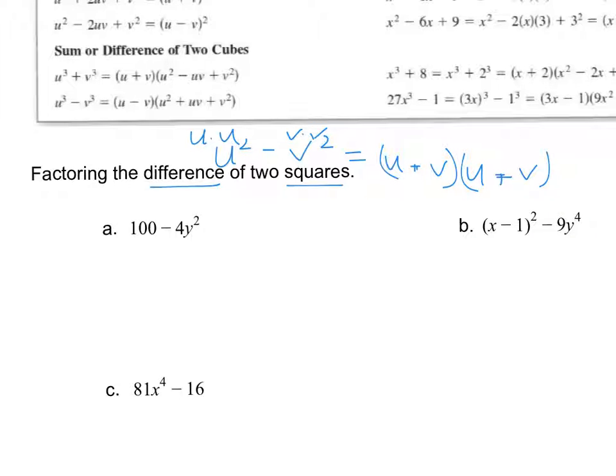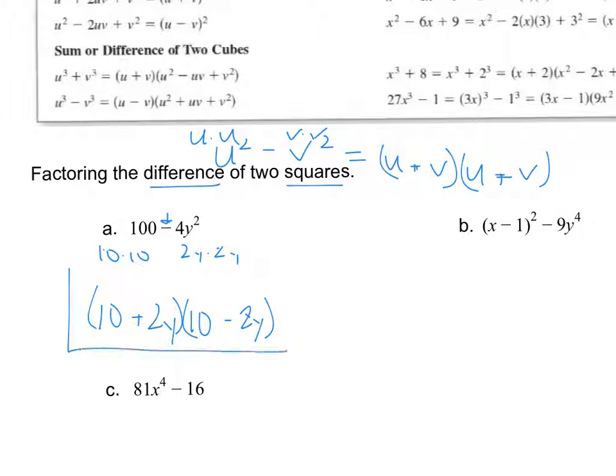So for example, if I look at the letter A, I know that 100 is 10 squared, or 10 times 10. 4y squared is 2y times 2y. It's a difference. So when I factor, I should have my two sets of parentheses with a 10 and a 10. I place a 2y in each as well. One gets a plus and one gets a minus. This is the factored form of 100 minus 4y squared.